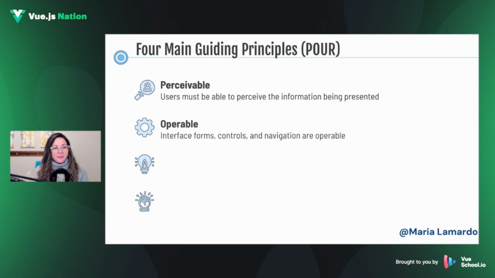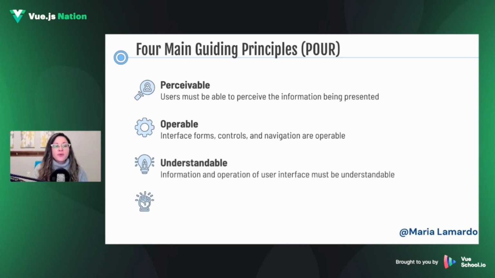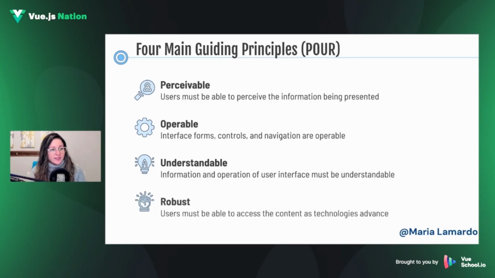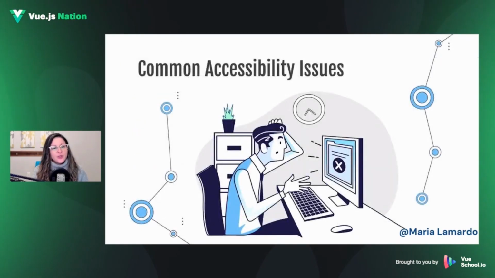Meaning that the interface, forms, controls, and navigation must be operable. So you shouldn't be requiring some interaction that somebody just cannot perform. You also want to make sure that information that is presented and operation for the user interface is understandable so that it doesn't go beyond the user's understanding. And you also want to make sure that your applications are robust, meaning that users are able to access the content as technologies advance.